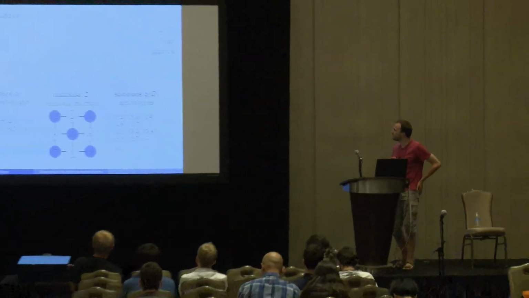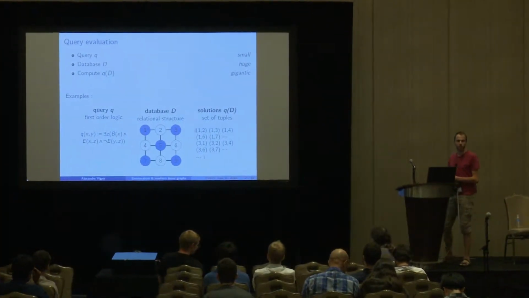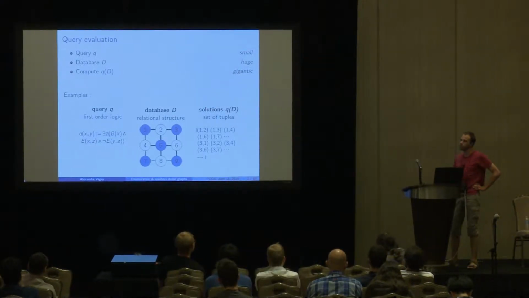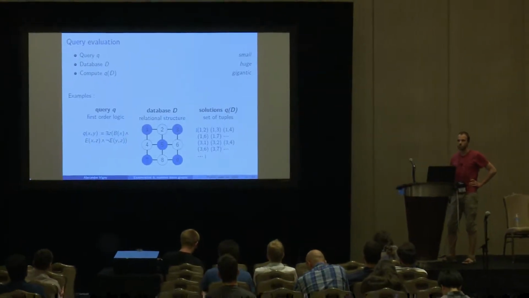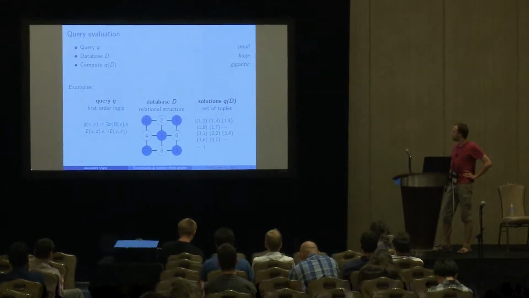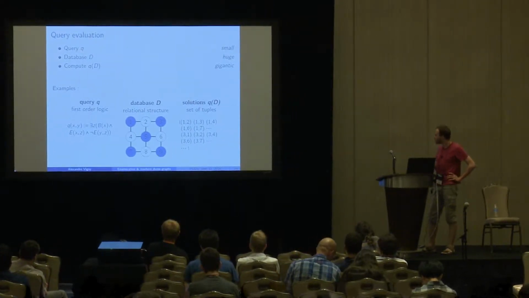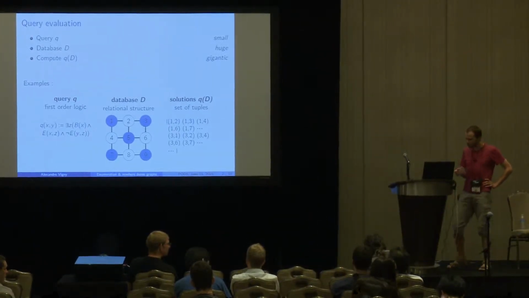So, I'm going to start with the query evaluation problem, which is the following. You're given a query and a database, and the goal is to compute the set of solutions. Here we have a query written in first-order logic, for example. Our databases will always be relational structures in these talks. So here, some nodes and edges and some colors of node. And the set of solutions is just a set of tuples.